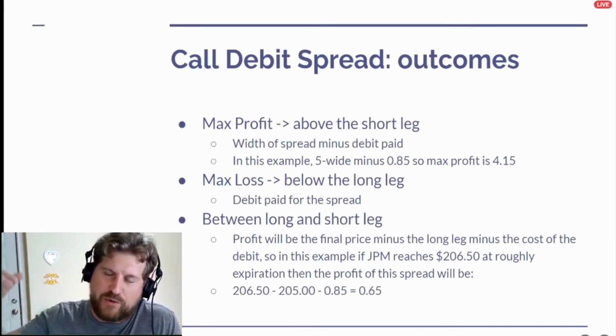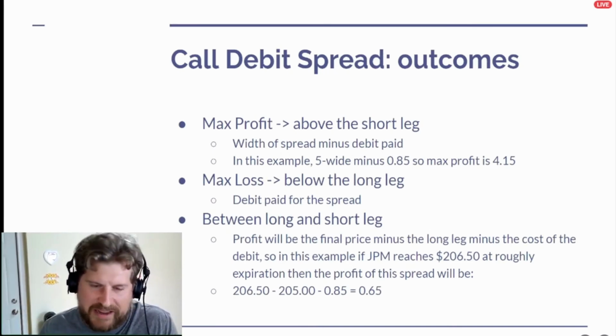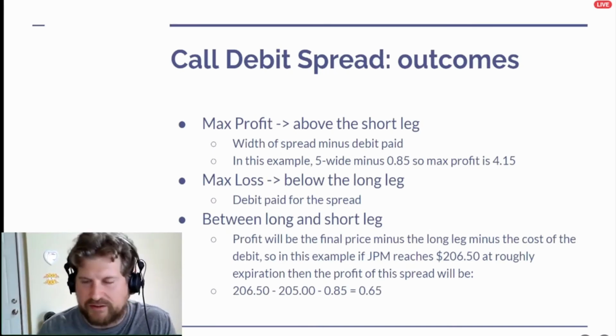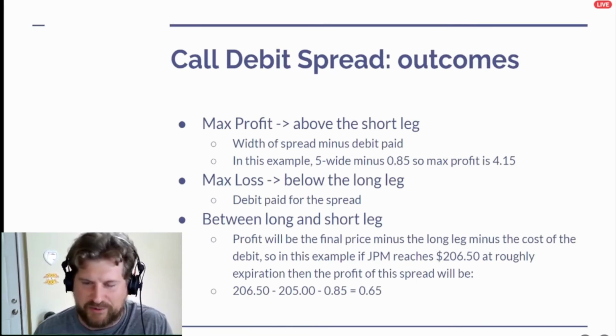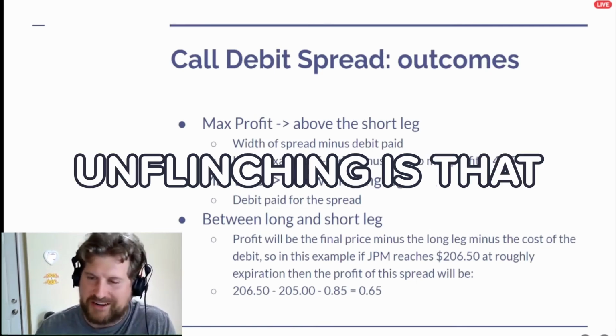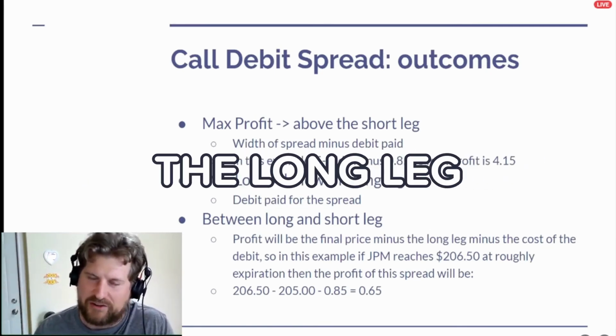So you remember this structure is you're buying a call that's at the money to out of the money, maybe even a little in the money, it depends on exactly, there's lots of different ways to pick your strikes. But what is unflinching is that the short leg must be further out of the money than the long leg.